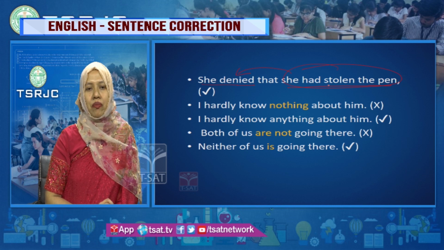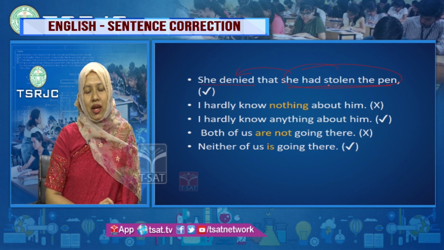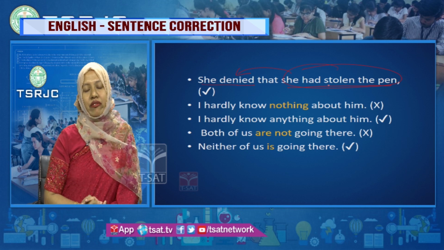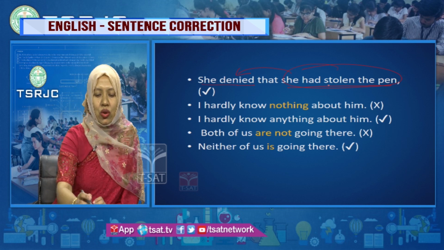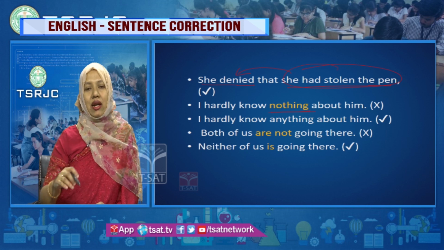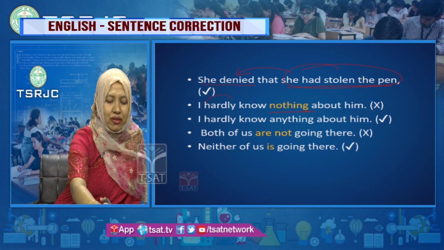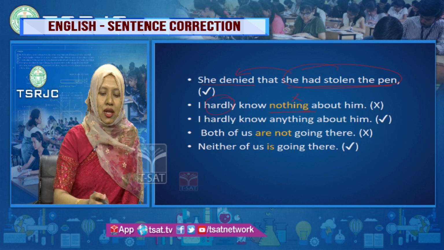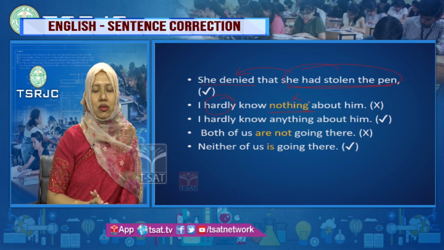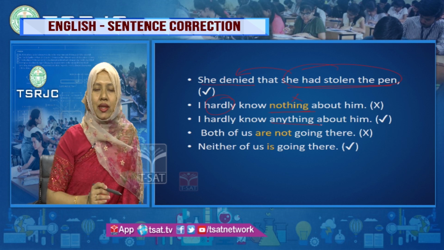I hope this is clear. I hardly know nothing about him. Now, when you use the adverb hardly in a sentence, there is no need to use a negative form of a word again. Hardly itself says you don't know anything. So there is no need to repeat a negative word. You should say, I hardly know anything about him.